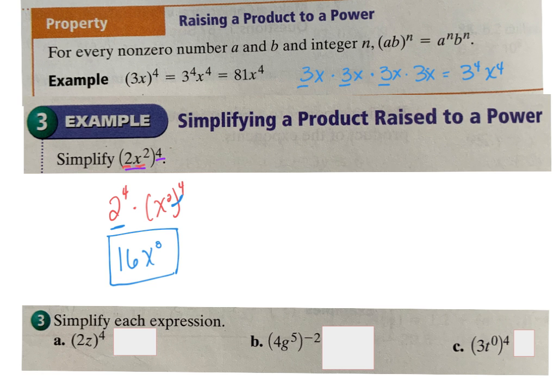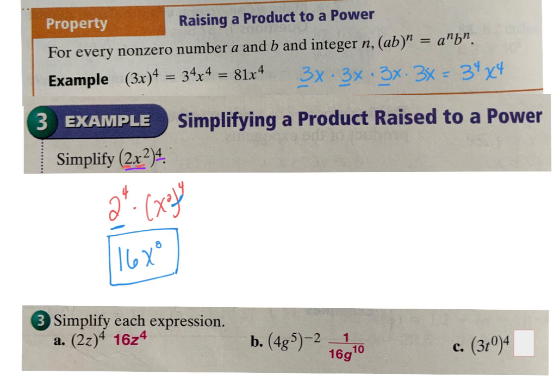All right, let's look at these together. The first one, you should have taken 2 to the fourth power, and then you should have taken z to the fourth power. So for this one, you should have gotten 16 z to the fourth power. For the next one, you have 4 to the negative 2, g to the 5th to the negative 2. And this would actually put all of it in the denominator. So you would have had 1 over 16g to the 10th.